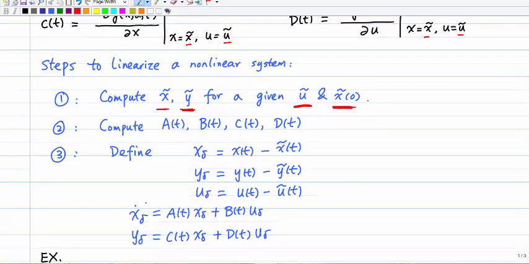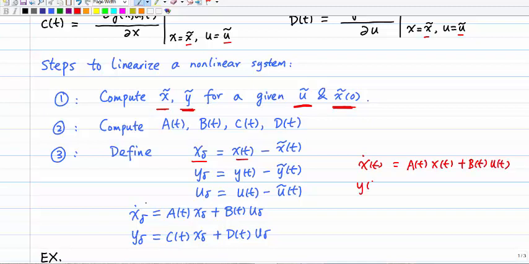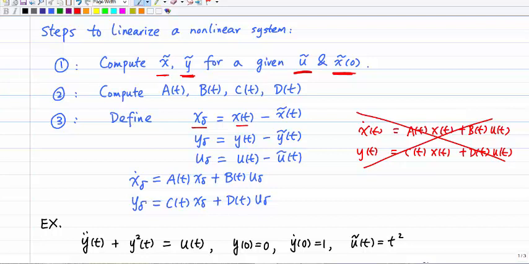The last step is to define these differences. Don't say x dot of t is A(t) x(t) plus B(t) u(t), and y(t) is C(t) x(t) plus D(t) u(t). This is not correct. This is incorrect because it is the differences that satisfy the linearized form. Which means you define x delta, y delta, and u delta. So you have x delta dot is A(t) x delta plus B(t) u delta, and y delta is C(t) x delta plus D(t) u delta.